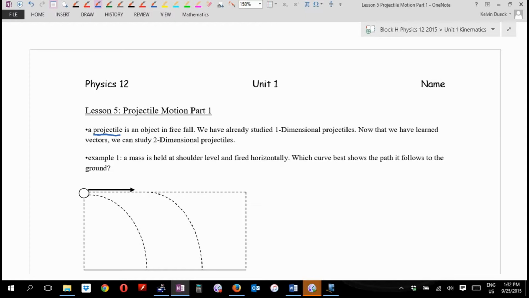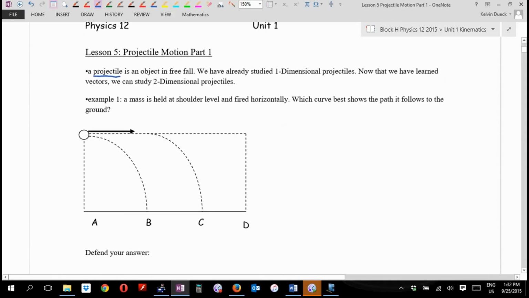Now what we're going to add, and some of you did this last year, some of you didn't, is a sideways component. Instead of just dropping stuff, we're going to throw stuff. Now that we've learned vectors, we can study two-dimensional projectiles. Here's our first thought experiment.